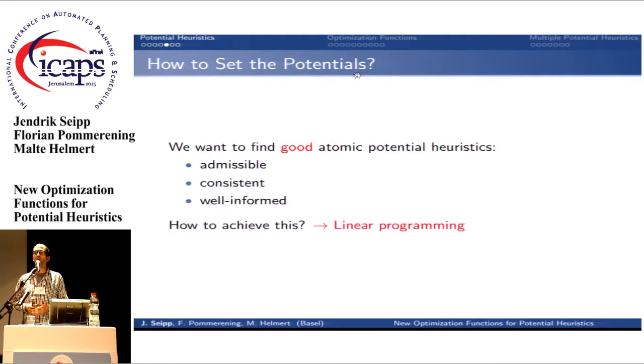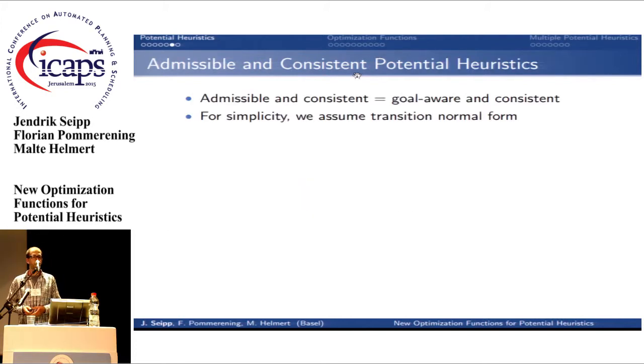Well, we use linear programming to achieve this. And we can do this for the first two issues by defining constraints on the linear programs. And we can make the resulting potential heuristics well informed by using suitable optimization functions. Okay, so let's focus on the constraints first and then on the optimization functions later. You may know that to be admissible and consistent, it is sufficient to be goal-aware and consistent. So we will try to achieve these two constraints.